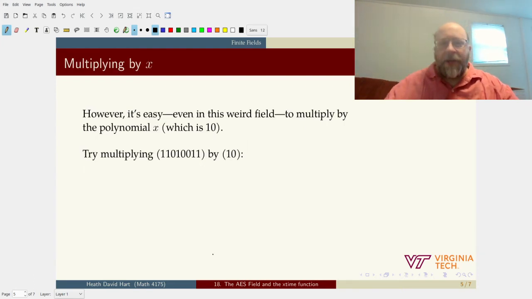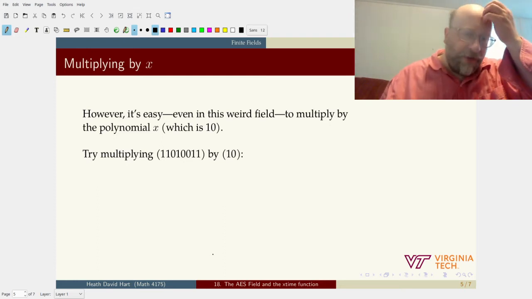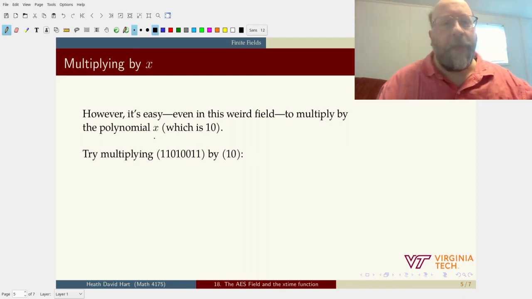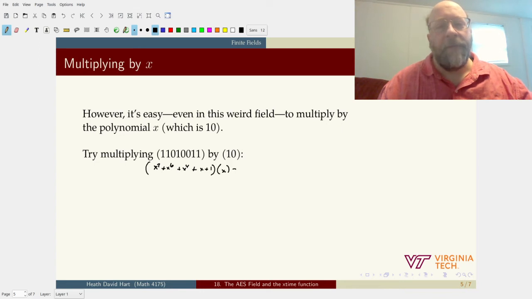So in general, multiplication can be very complicated in this field. But multiplying by x, which is the polynomial x plus 0 for the constant, so that's 1, 0, is always pretty easy. So let's try multiplying this polynomial by 1, 0. So this is x to the 7th plus x to the 6th plus x to the 4th plus x plus 1. And we're going to multiply it by x. And that's going to get us x to the 8th plus x to the 7th plus x to the 5th plus x squared plus x.